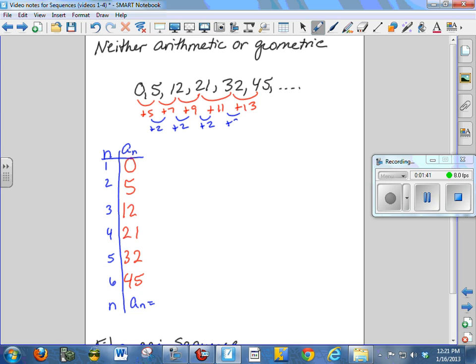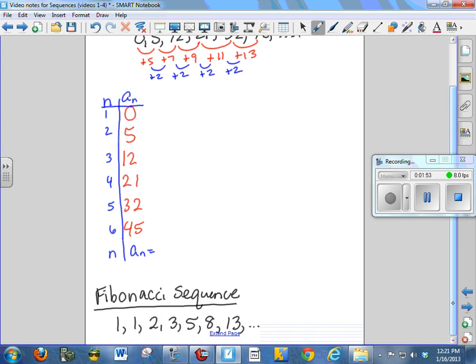Now hopefully some of you are saying, oh, I remember that. That's called the common second difference. That is a quadratic pattern. And it is indeed. If we look at this table of values down here where I've written the term number n and the term a sub n, we could see the same pattern, the plus 5, plus 7, plus 9, plus 11, plus 13, and then plus 2 each time.